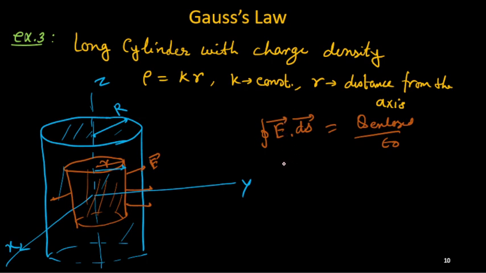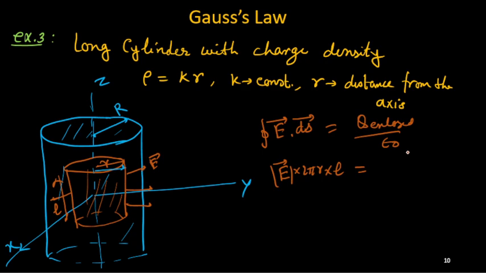Left hand side is simply, what is this? It is the magnitude of E, and the surface area. This is your 2 pi r, the circumference, and the length, suppose this length is L, into L. This is the left side. So what about the right side? For the right side you need to integrate this charge density.